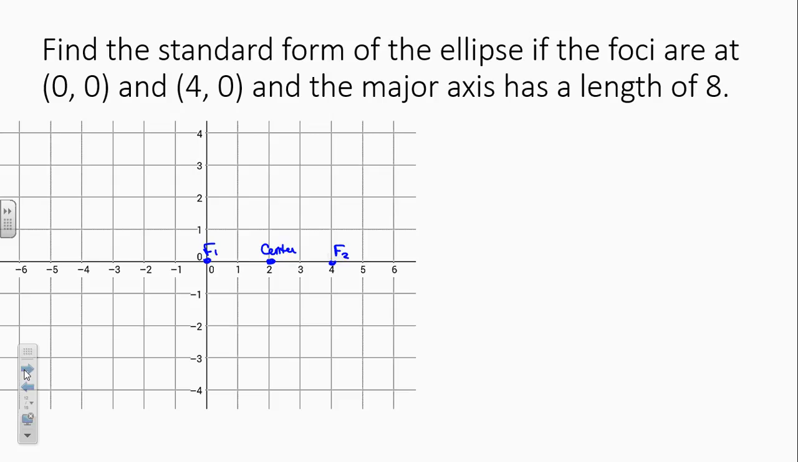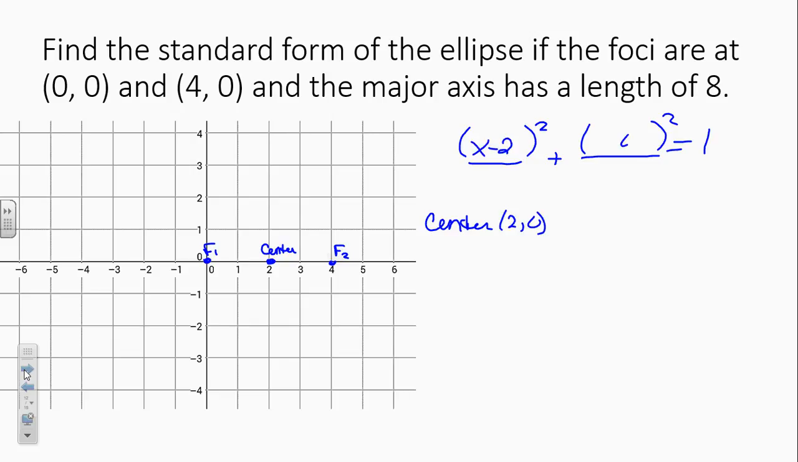So since we always write x minus something squared plus y minus something squared equals 1, if our center was 2, 0, then it will be x minus 2 squared plus y squared, right? We really don't need the parentheses because there was nothing to take away from it. What else do we know? Major axis has a length of 8, right?